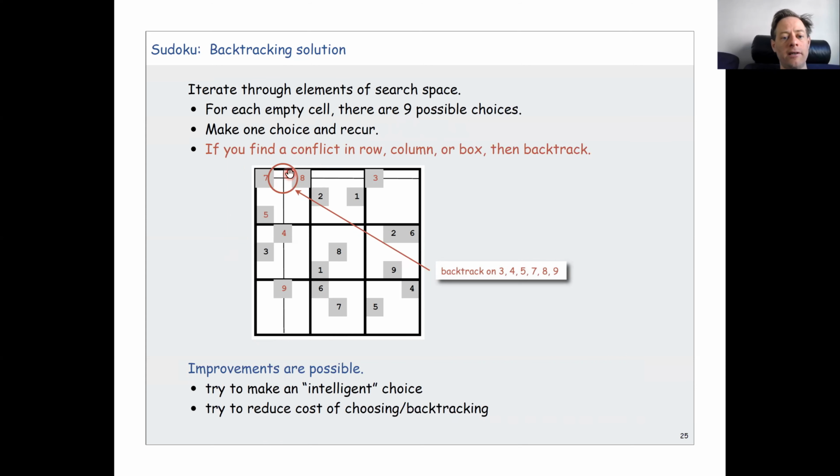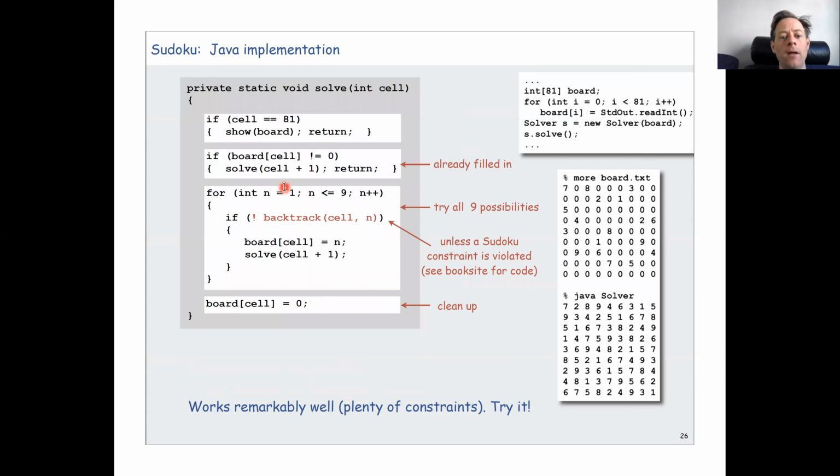So we see this particular cell here. It cannot be a 3, it cannot be a 4, it cannot be a 5, it cannot be a 7, and it cannot be an 8. And it cannot be a 9. So if it's one of those 6 numbers, then we have to backtrack. Otherwise, we can fill in a number, which means we can try with a 1, we can try with a 2, we can try with a 6. All those 3 are legal choices at this point. So if we then do this, we basically get this solution here.